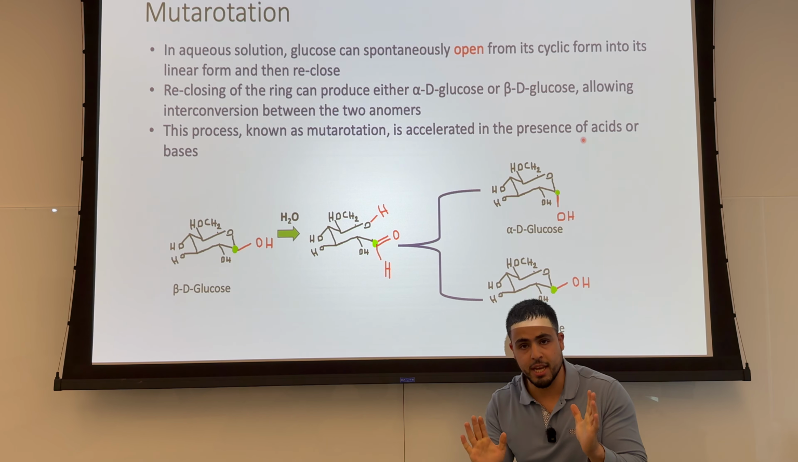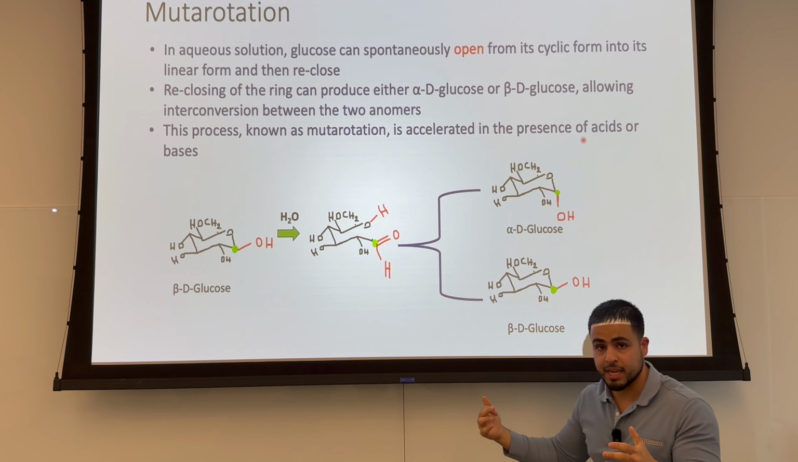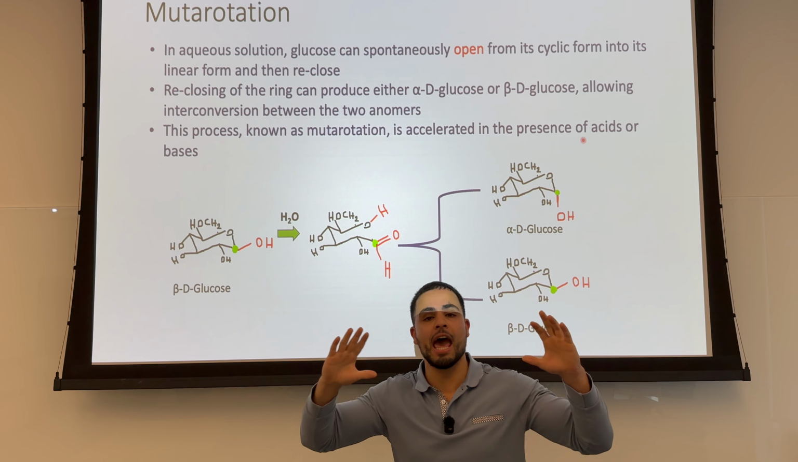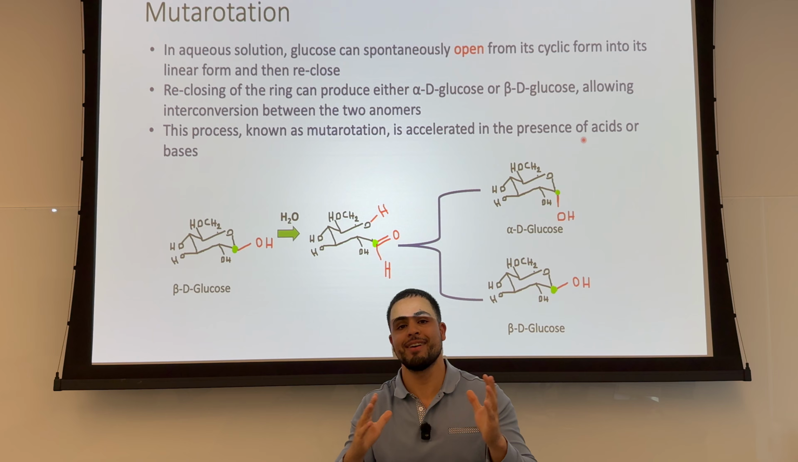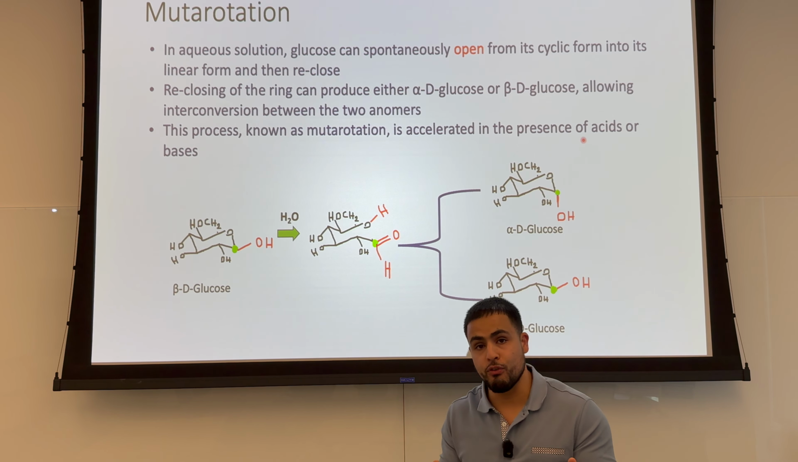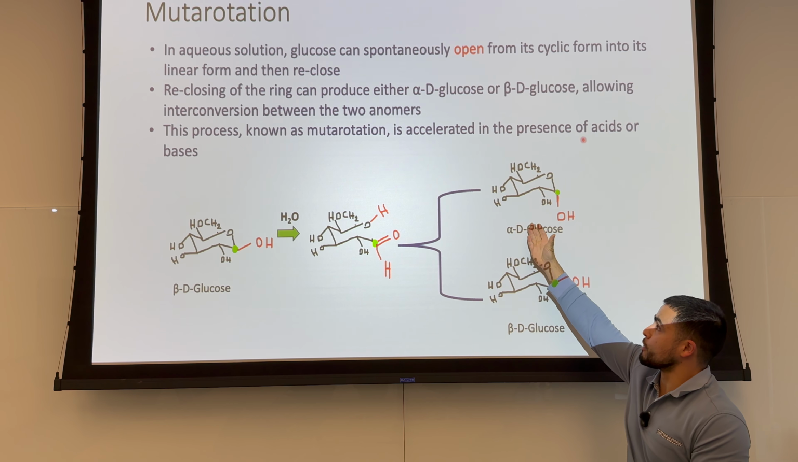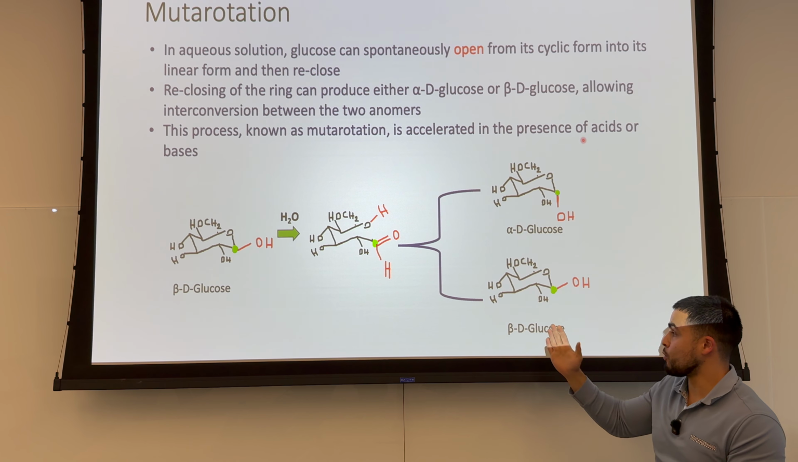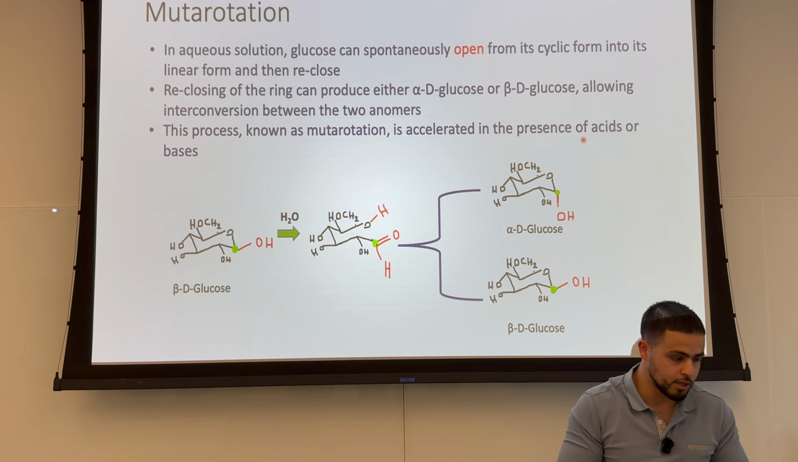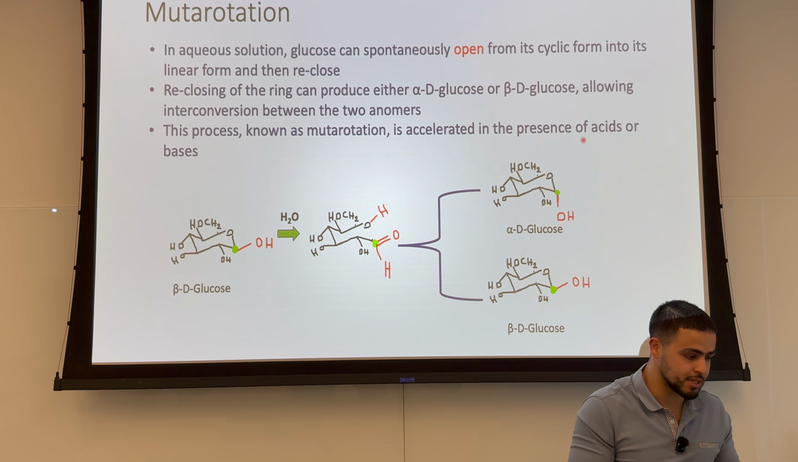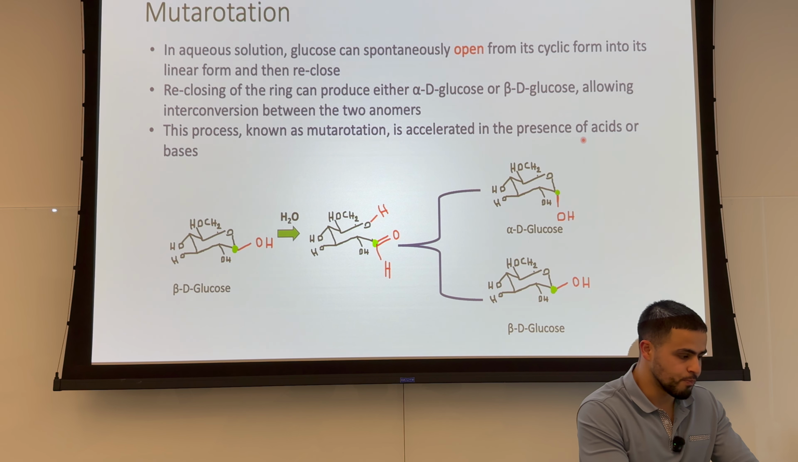alpha-D-glucose. Now again, we said that beta-D-glucose is more stable, but it's not that much more stable to the point where you won't have any alpha-D-glucose. As a matter of fact, in solution, you'll typically have about 30-35% alpha-D-glucose, and the remainder, the majority, will be in the beta-D-glucose because it is indeed more stable.